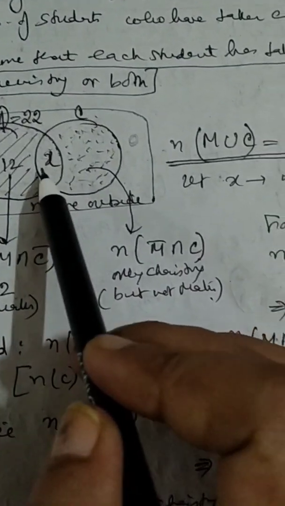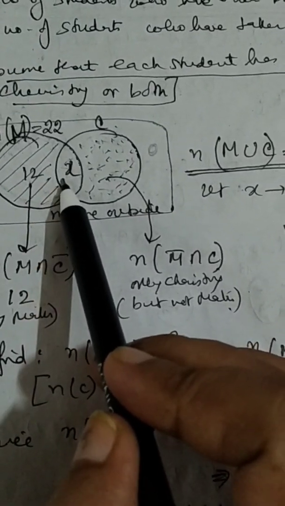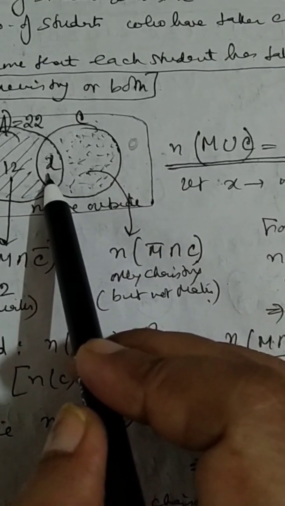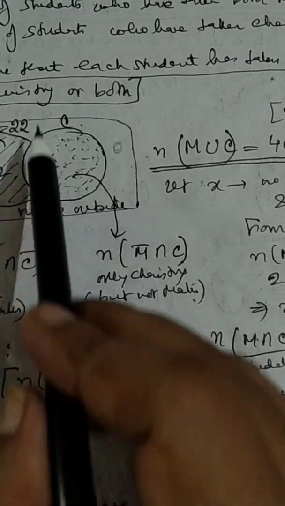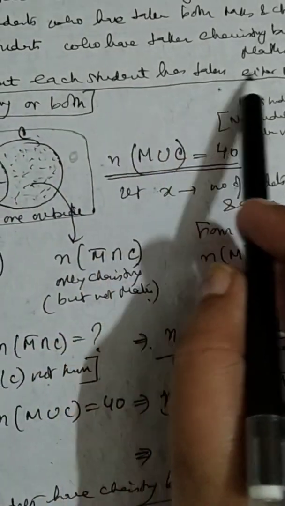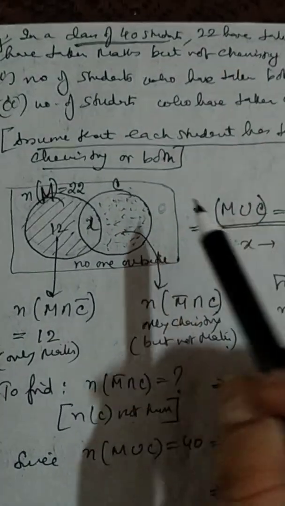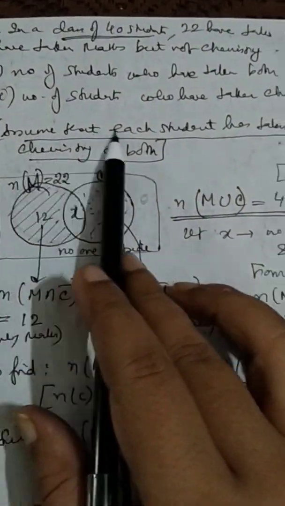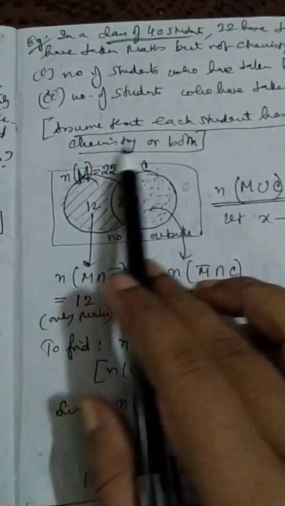That means I'm starting by assuming that X is the number of students who have taken both. And they are saying the total number of students is 40. Assume that each student has taken either maths or chemistry or both. What does this line mean? There's an addition to this question. They are saying that assume that each student has taken either maths or chemistry or both.